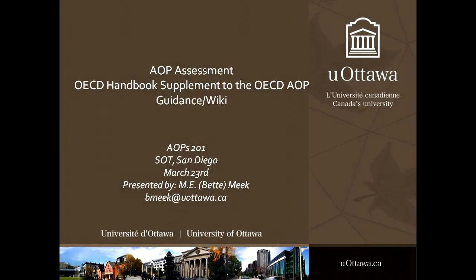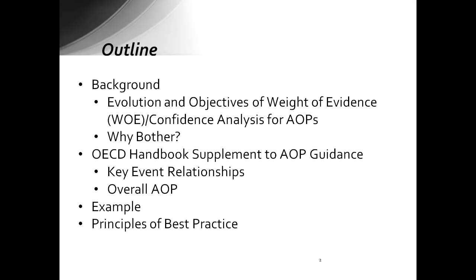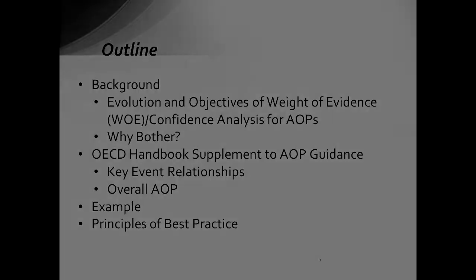So I really wanted to talk about how far along we've gotten in the context of making more consistent the evaluation of adverse outcome pathways. And very briefly, I wanted to provide a little bit of information on background, the evolution and objectives of weight of evidence or confidence analysis for adverse outcome pathways, and kind of respond to the question, why would we bother?